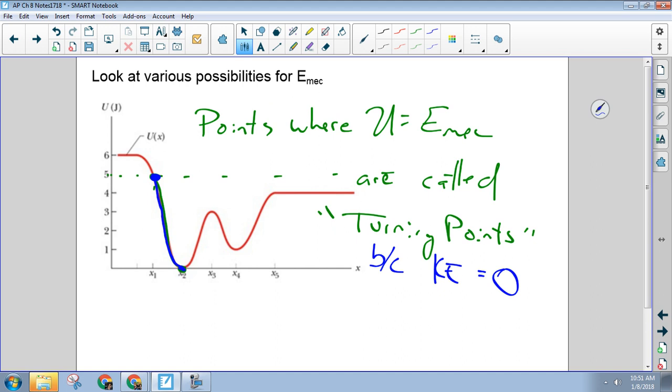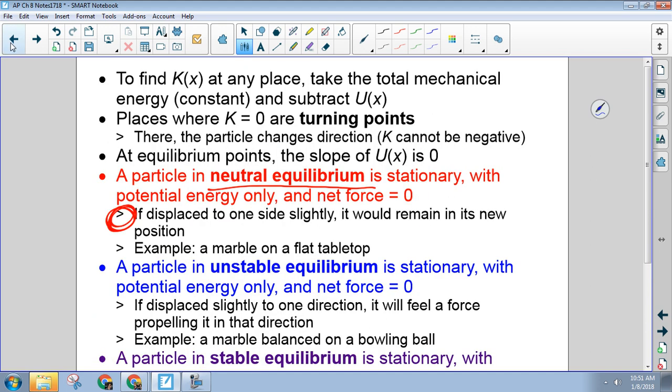Cool? Did I hit everything in here? Let's see. Places where K is 0 are turning points. There the particle changes direction. To find the kinetic energy, yeah, I guess we should do that real quick.